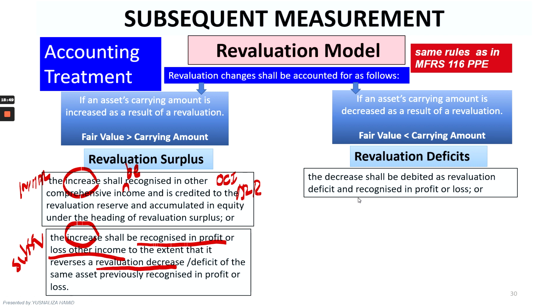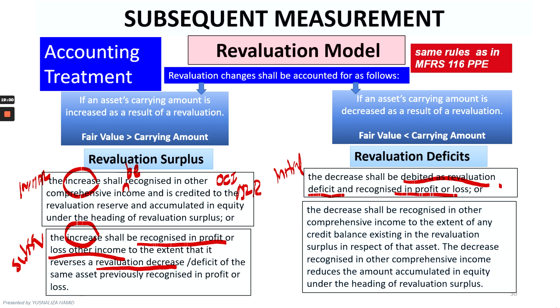So the decrease, which is under initial revaluation, shall be debited as revaluation deficit, same as MFRS 116. If that happens subsequently, the decrease shall not be recognized directly to the deficit if there is a credit balance in the revaluation surplus in respect of that same asset. So you need to go and charge them in the OCI, and also charge to the revaluation surplus by reducing the surplus still to be zero.